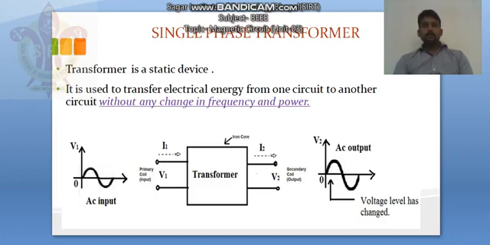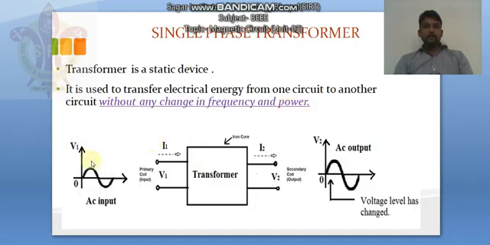Today in this topic we are going to discuss single phase transformer. So let us start. What is a single phase transformer? Transformer is a static device, used to transfer electric energy from one circuit to another circuit without any change in frequency and power. Look here.